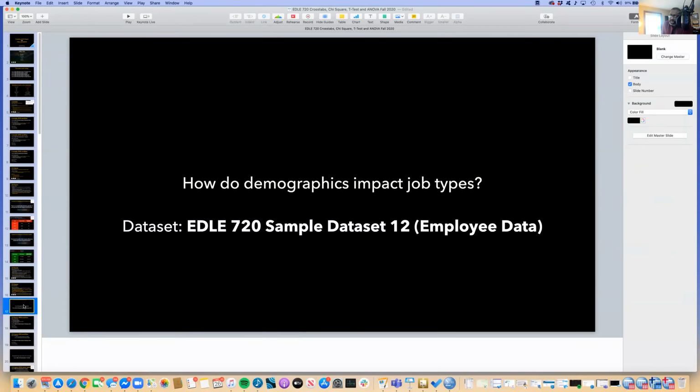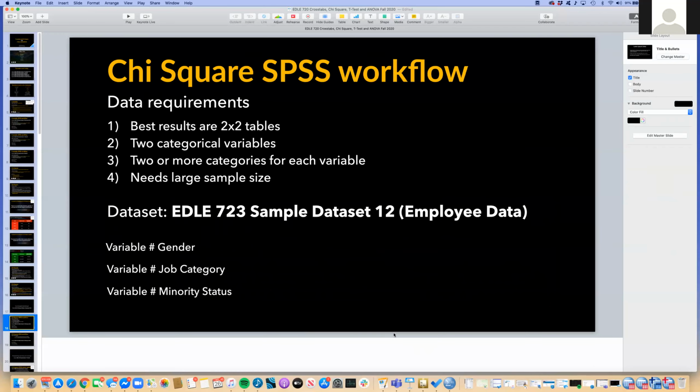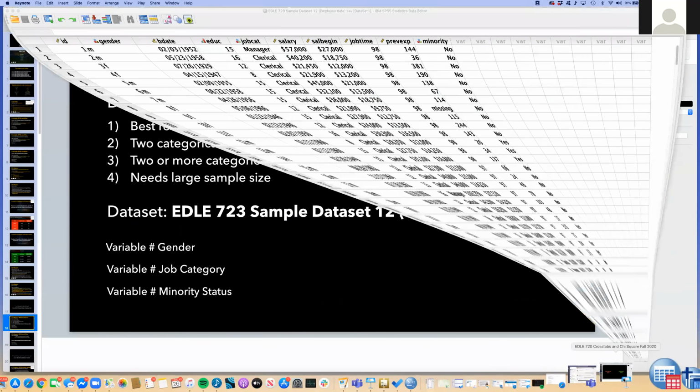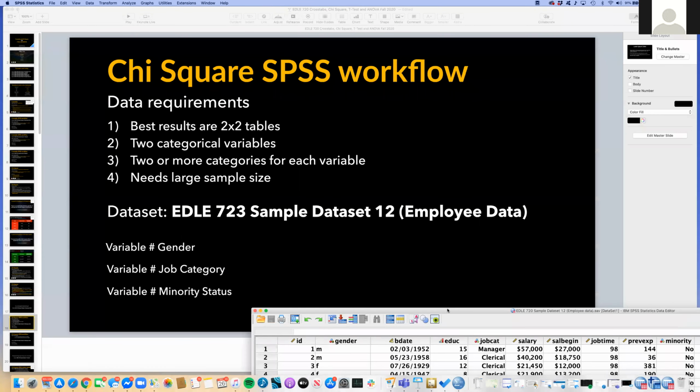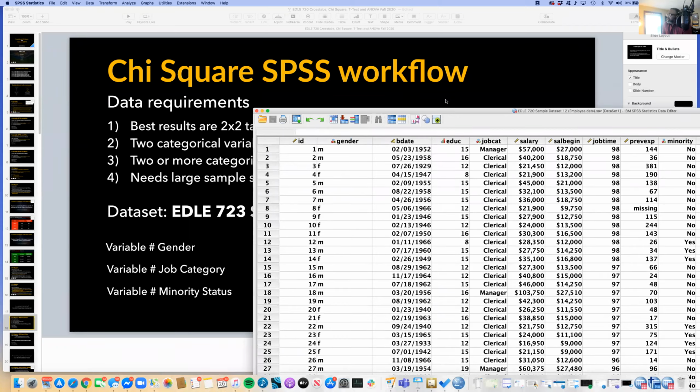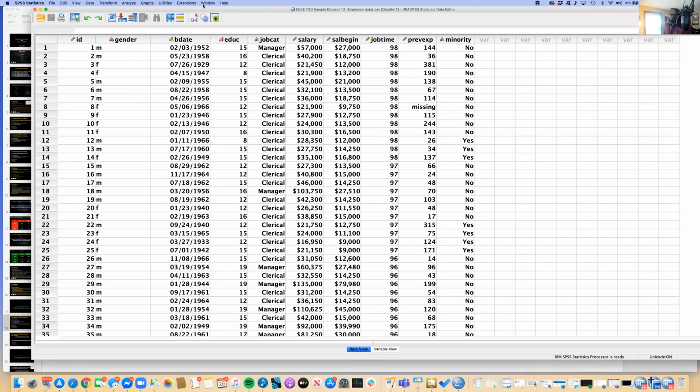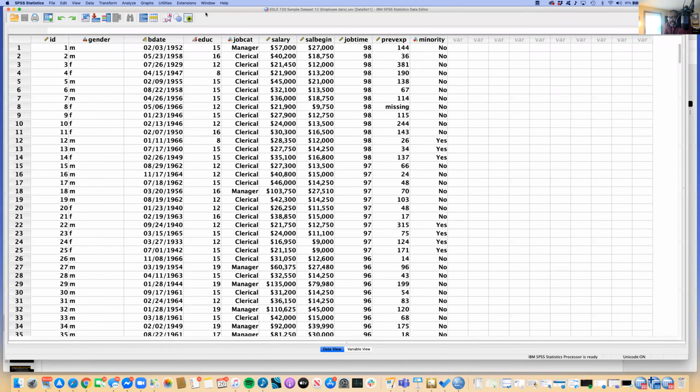So let's go back to our data set 12, employee data. And again, we're going to be looking at gender, job category, and minority status. And so now we're really going to be able to start to answer the questions, right? Okay, is there actually a relationship? We look at these numbers, and these numbers look really interesting. Is there actually a relationship that I could write a paper around, that I could state in research? And so we're going to do that real quick.